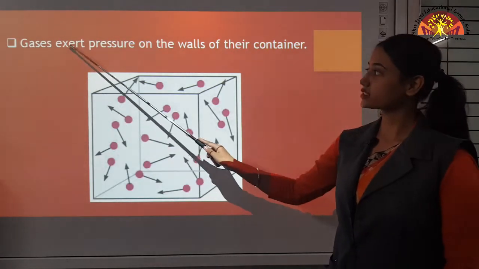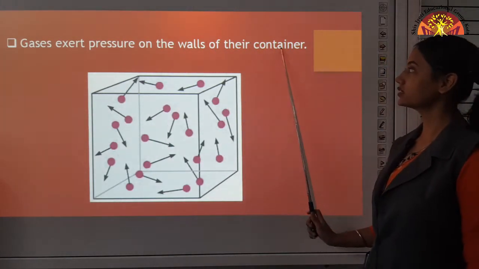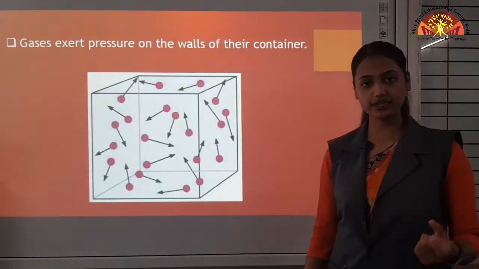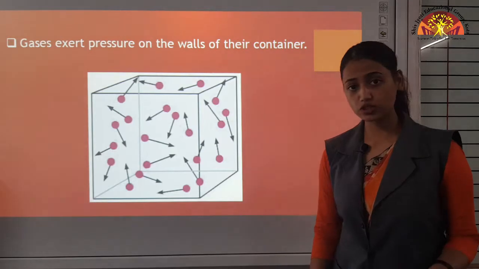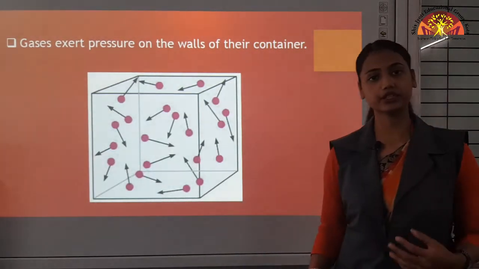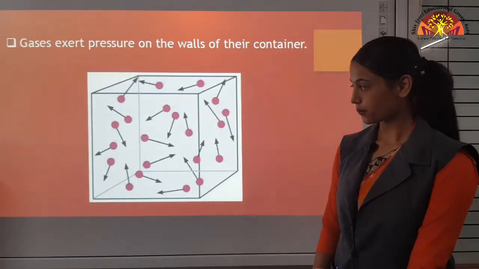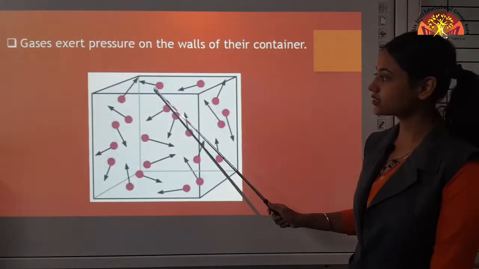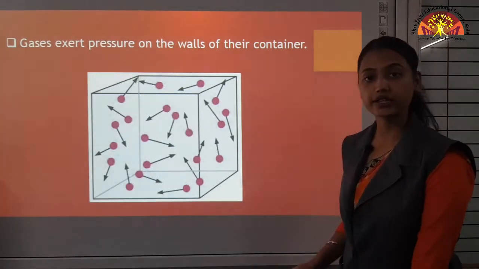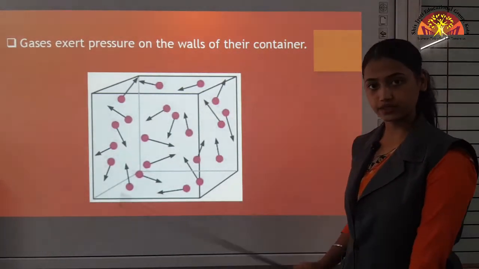Now gases exert pressure on the walls of their container. Like liquids, gas particles also have some weight, so they also apply pressure on the walls of the container in which they are filled. You can see these pink circles represent the gas particles, and these arrows represent the pressure exerted by these gas particles.